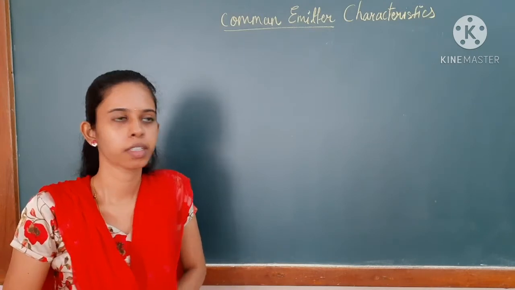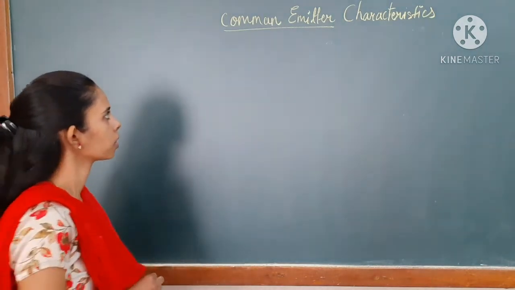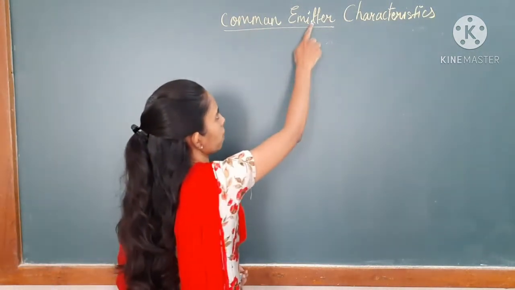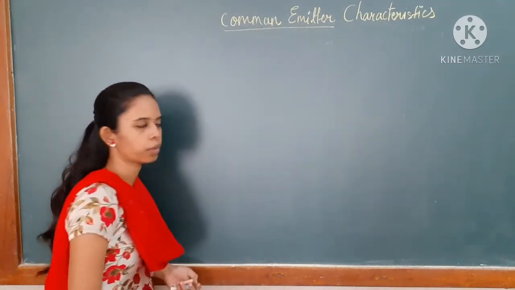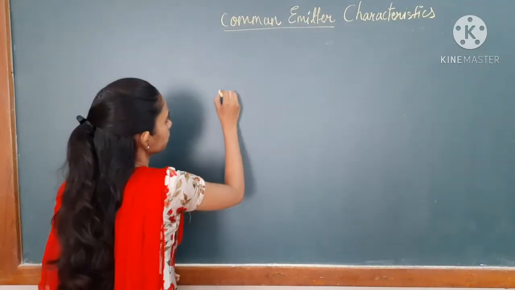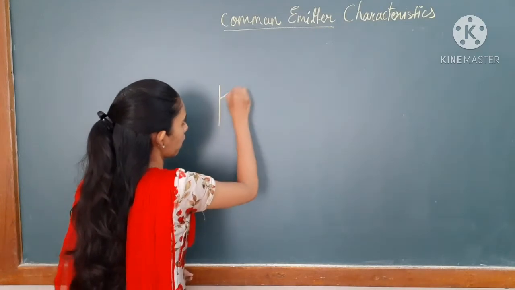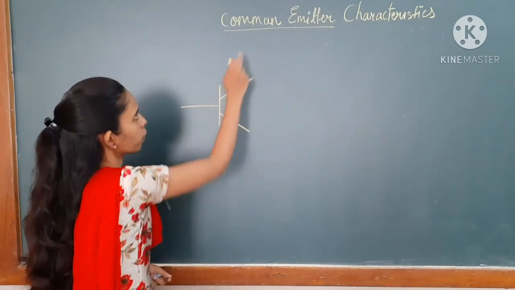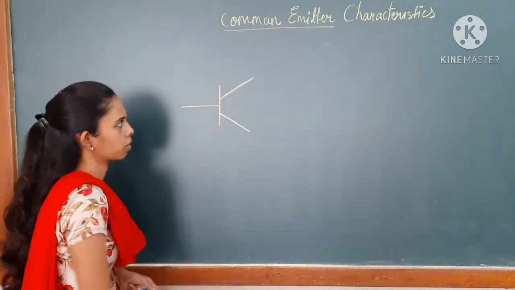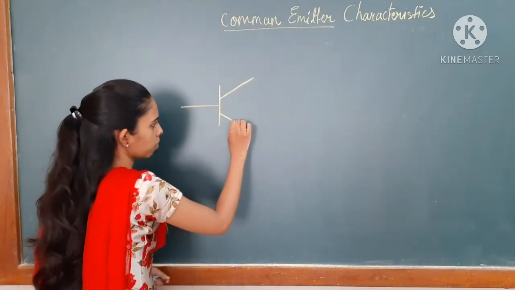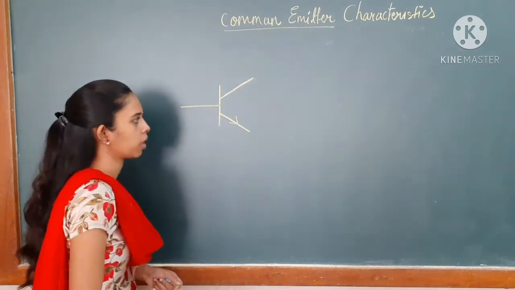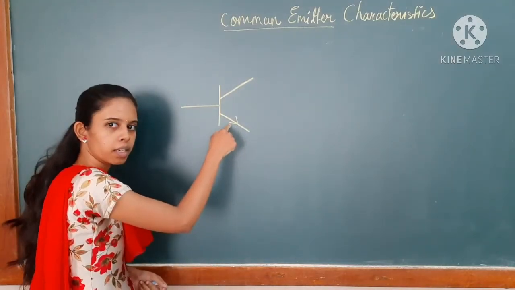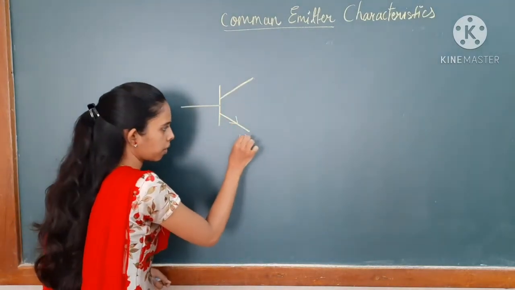Common emitter characteristics. Here we have used the emitter as a common terminal. Now let us draw the symbolic diagram. We know that this is the symbol for the transistor. If one terminal has an arrow pointing downward, then this terminal is called the emitter.